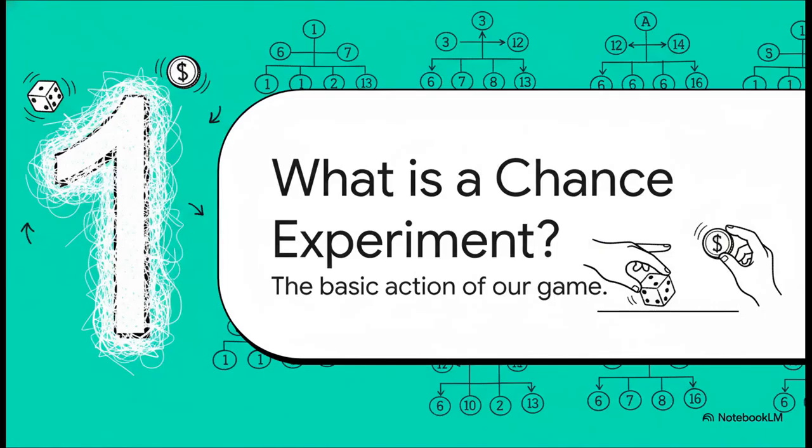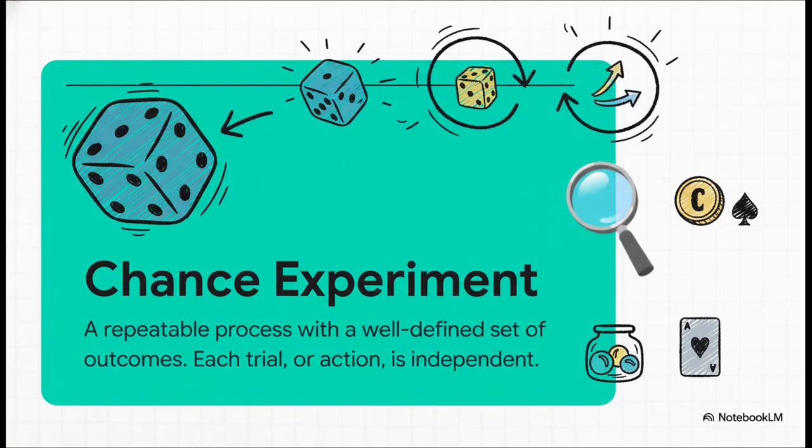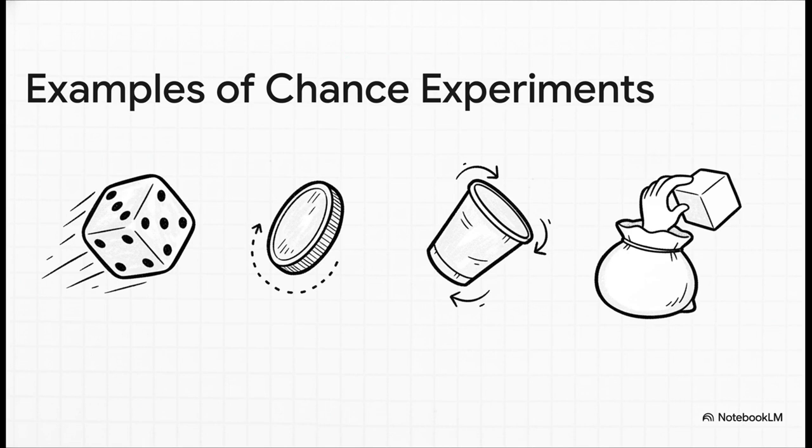Okay, so before we can figure out the odds of our game, we need to understand the most basic action. What is the one thing we do over and over? Well, in the world of probability, that action has a special name. It's called a chance experiment. And honestly, it sounds way more complicated than it is. It's just any process you can repeat, where you know exactly what could happen and where each try doesn't affect the next one. So every roll of the die is a fresh start. Simple as that.